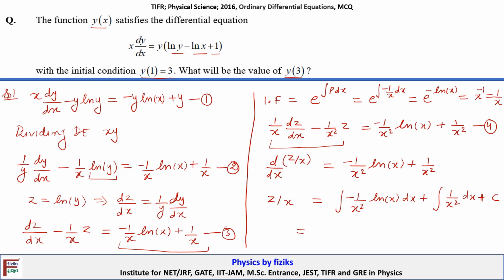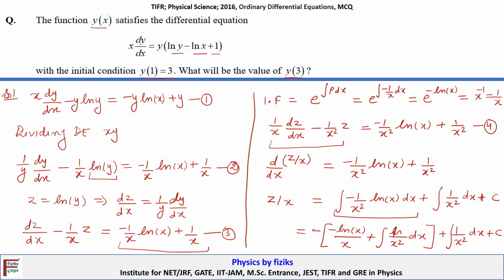Now the integration of the first term on the right hand side can be written by taking the negative sign outside the bracket, and this integration is written as −[−(ln x)/x + the integral of 1/x² dx], and this is the first term, and the second term can be written as the integral of 1/x² dx plus C.